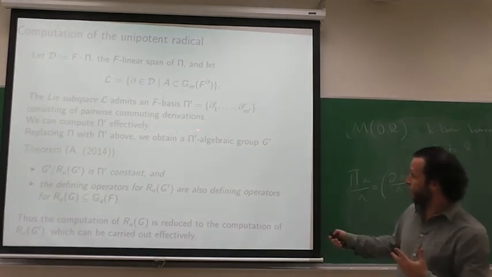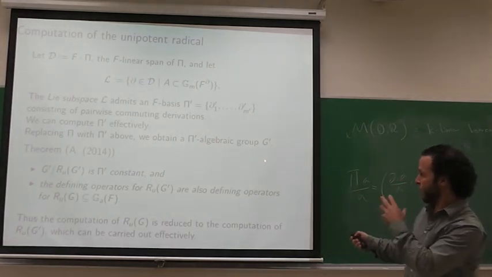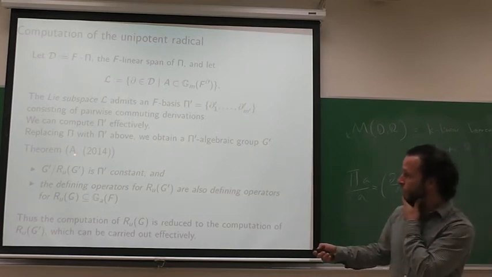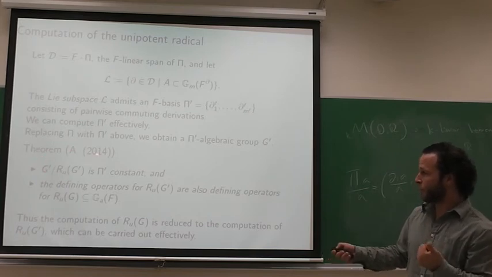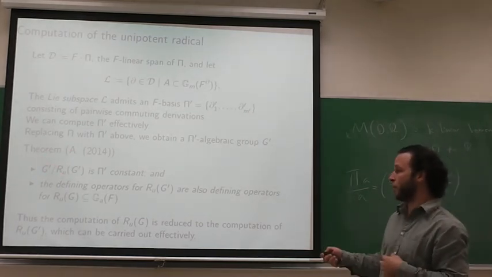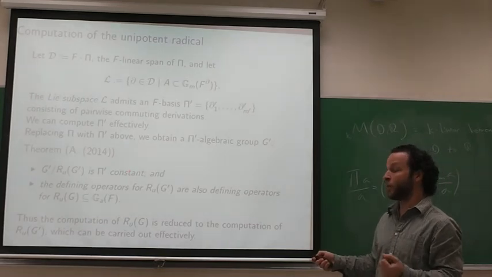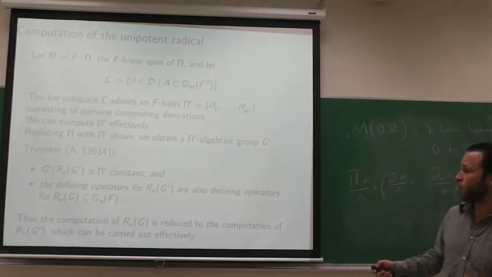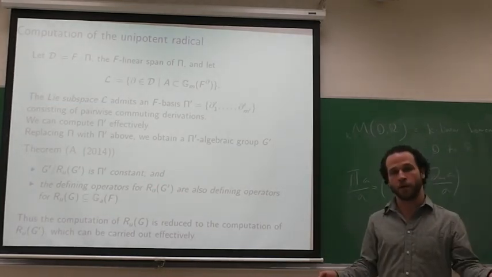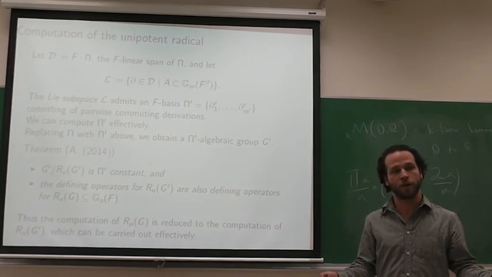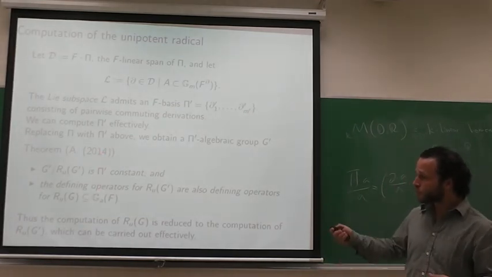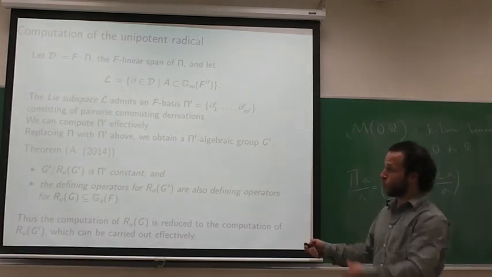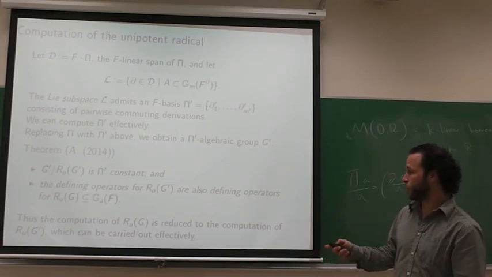Again, I get this pi prime algebraic group by thinking of pi prime as a new set of parameters. So with this pi prime defined like so, you can show that first of all, the reductive quotient of G prime is pi prime constant. So that means that you can compute the unipotent radical of G prime. And moreover, the defining equations for the unipotent radical of G prime are also defining equations for the unipotent radical of G, which is the one that you're trying to compute. And so this result allows you to reduce the computation of the unipotent radical of G, which is the one piece missing, to the one that you know how to do already when the reductive quotient is pi constant.